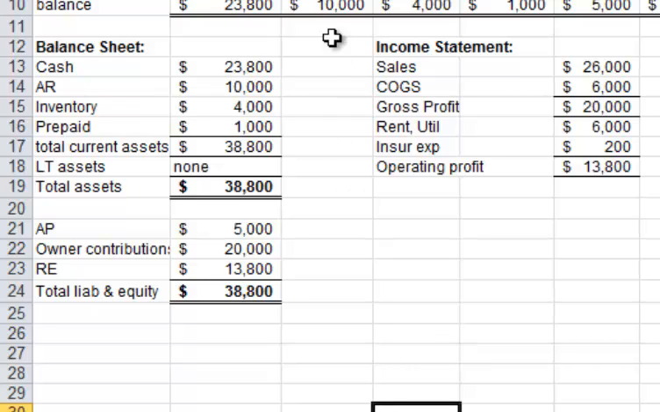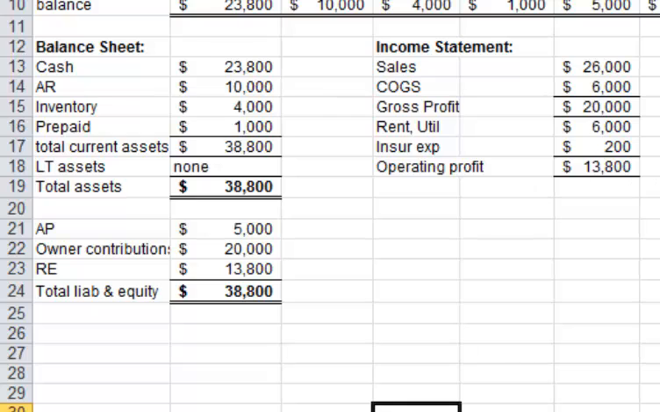So here's the balance sheet. We've got the cash and the accounts receivable, the inventory, and the prepaid, adding up to $38,800, and then we've got the balance in accounts payable, the stock account, and the retained earnings. So that adds up to the $38,800.